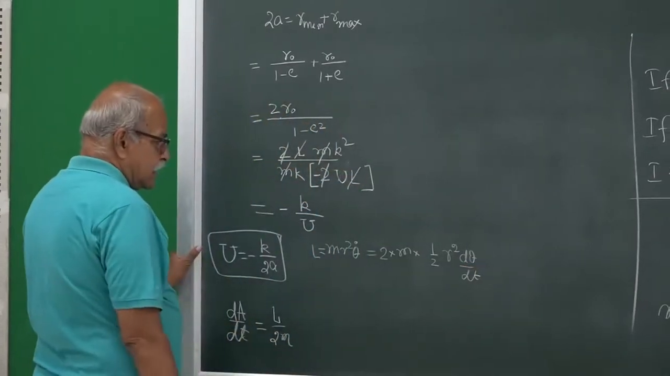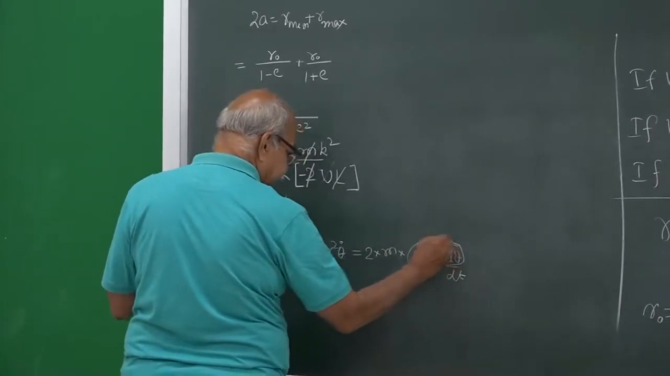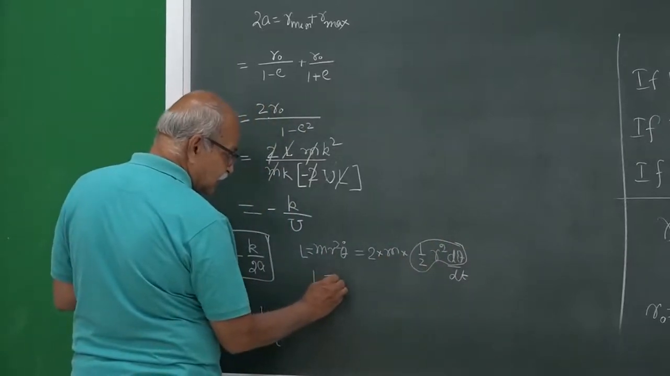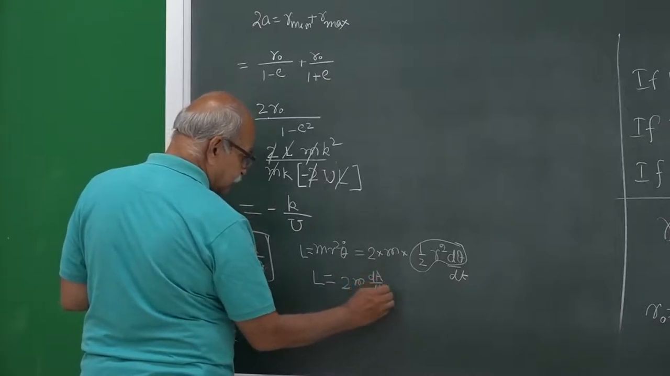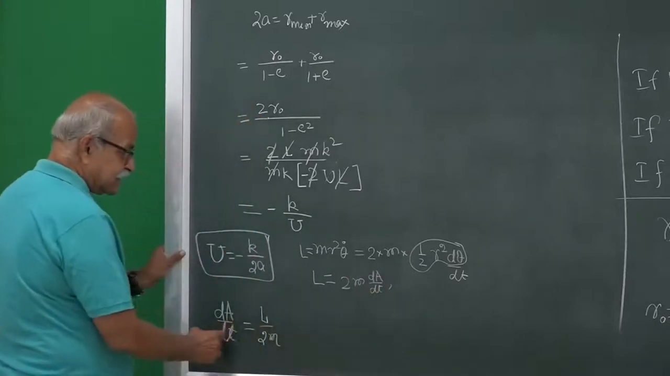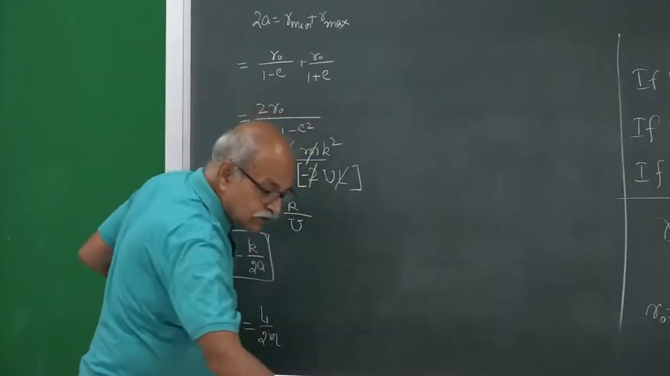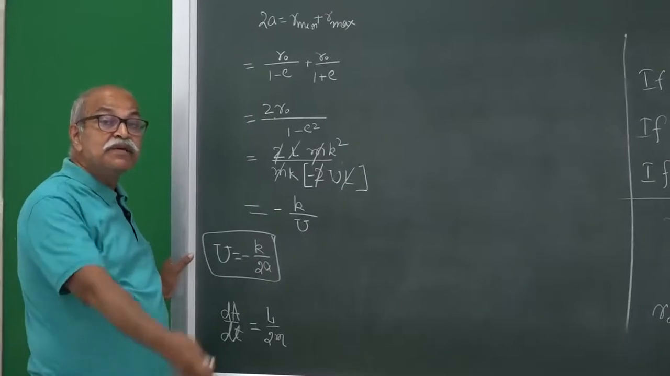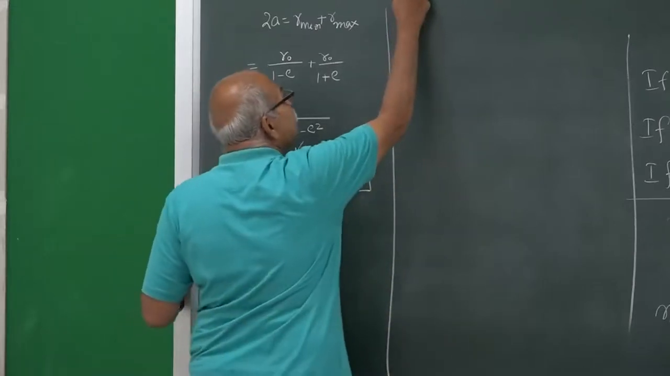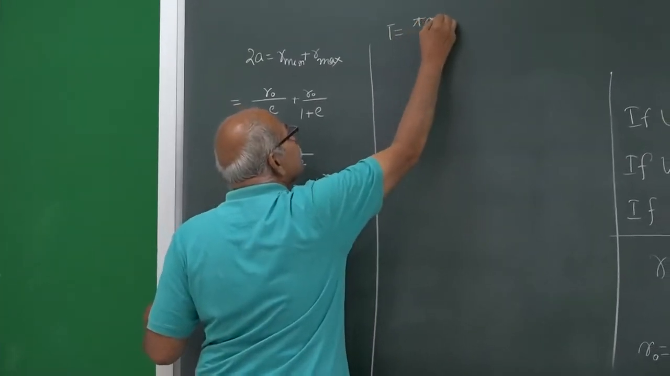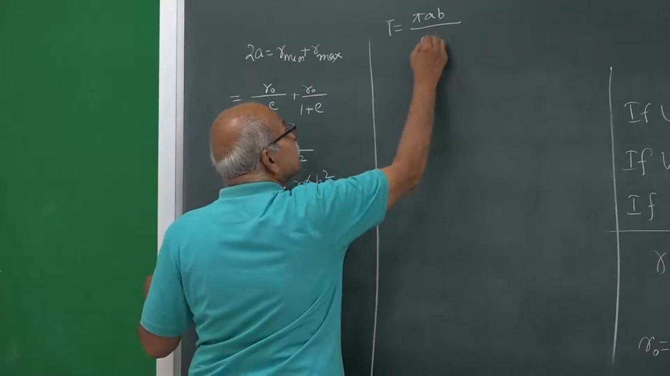Okay, and this is that area dA. So L is equal to 2m dA/dt, and therefore dA/dt is L by 2m, correct. The total area of this whole ellipse, which the radius vector has to sweep in one full revolution, is pi AB. So the time period will be pi AB, the total area, divided by dA/dt, which is L by 2m.